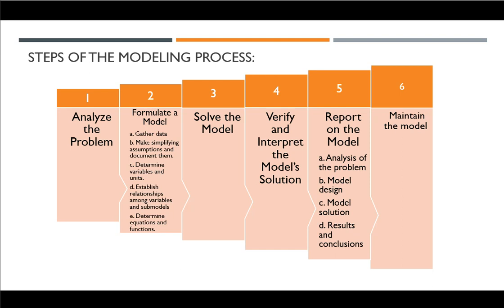Okay? So for example, a tornado. So you make a model of it. So to gather the data, we should observe and there should be information about the behavior of the event. And the second task is to make simplifying assumptions and document them.